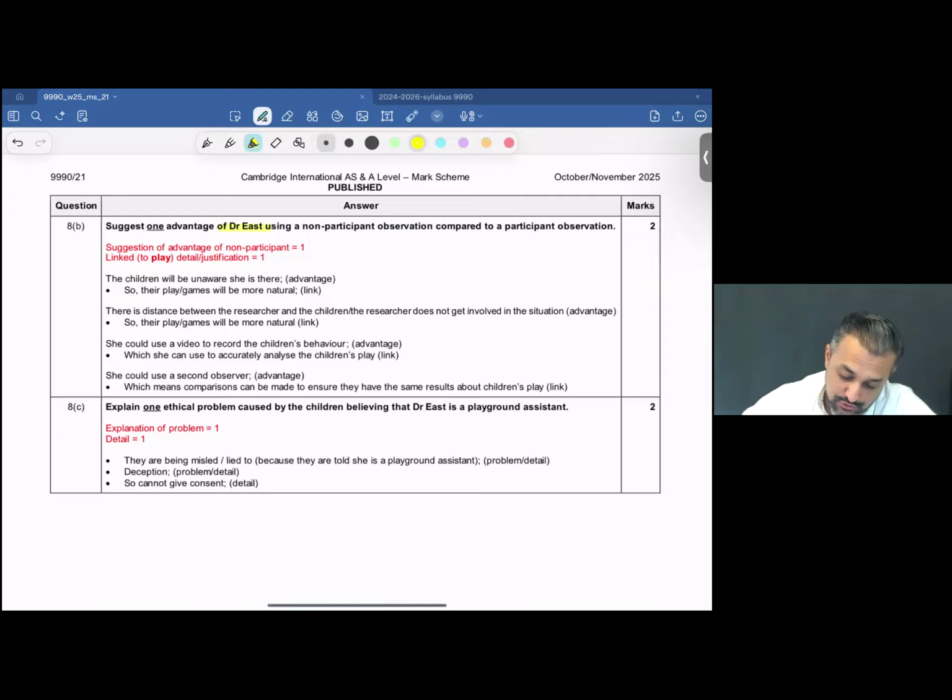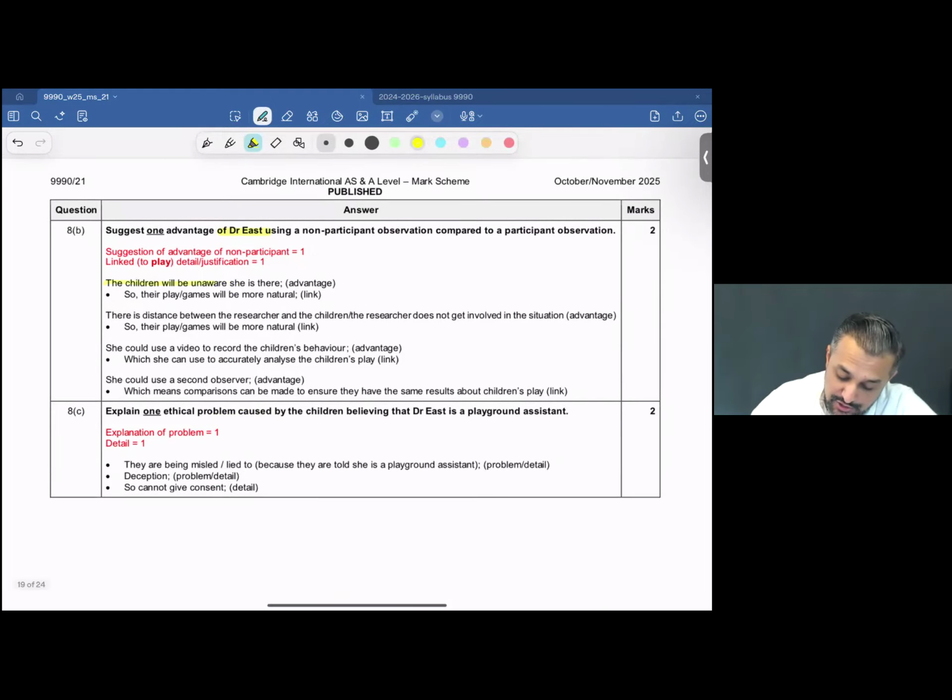Again, I'd like to use the same. The children will be unaware she is there. If it's a non-participant observation, there's a possibility, and covert. There's distance between the researcher and the children. The researcher does not get involved in the situation. So she uses a video to record the children's behavior. She could use a second observer that is there as well.